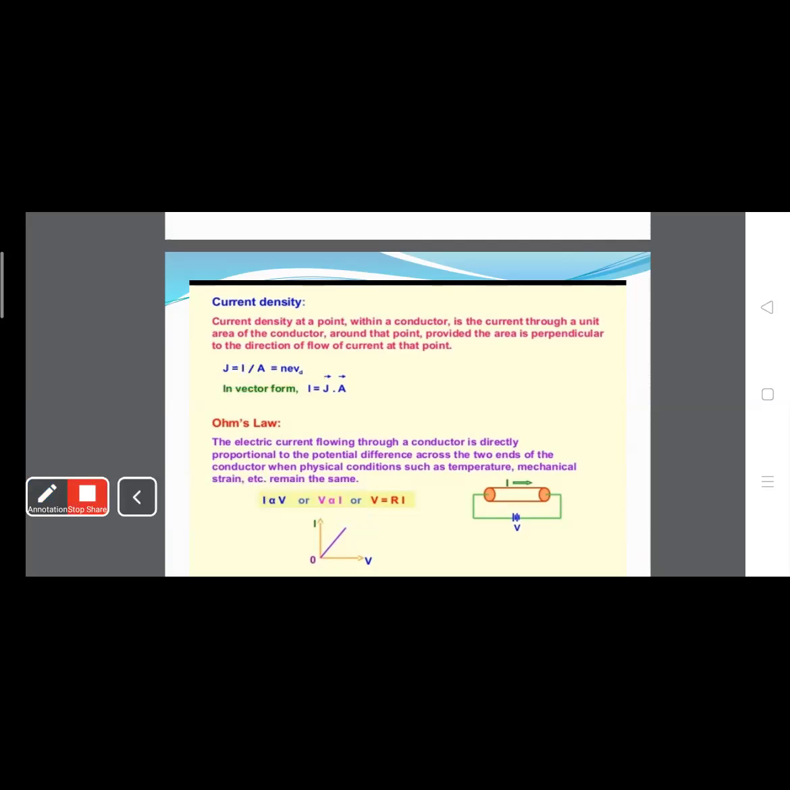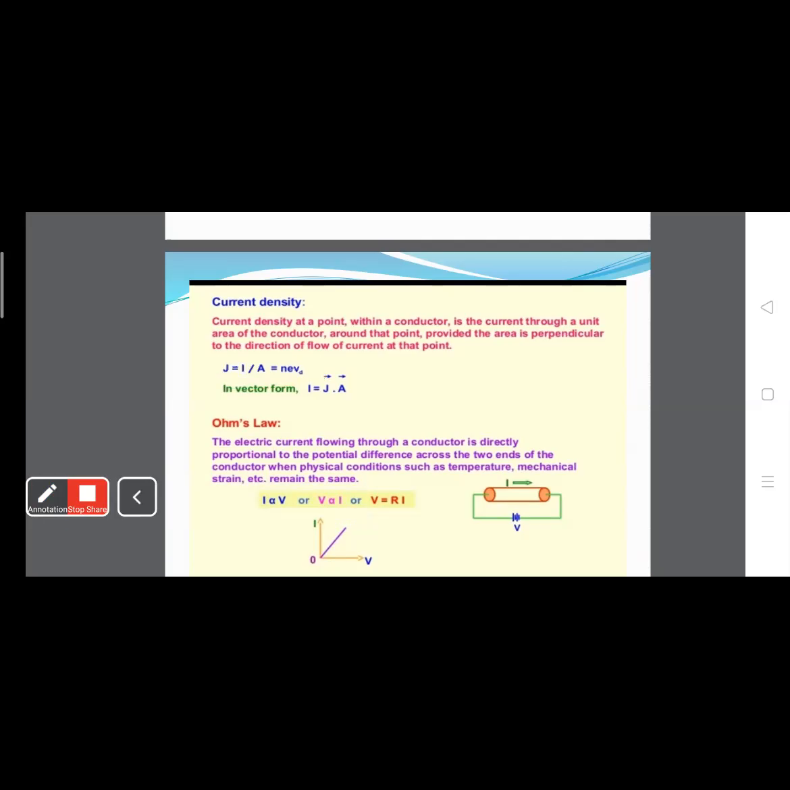Ohm's law states that current flowing through a conductor is directly proportional to the potential difference V across the ends of the conductor, provided the physical conditions of the conductor such as temperature, mechanical strain, etc. remain the same. So what is the definition of Ohm's law? How is Ohm's law defined?